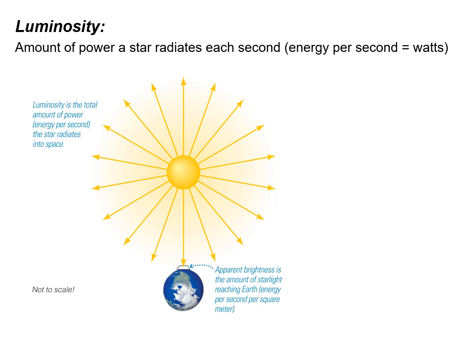I'll define luminosity as the amount of power that a star radiates each second. Now, power is measured in energy per time or energy per second, and it's measured in watts. So going back to this picture, luminosity is the total amount of power the star radiates into space. The apparent brightness is the amount of starlight reaching Earth. It's energy per second per square meter.